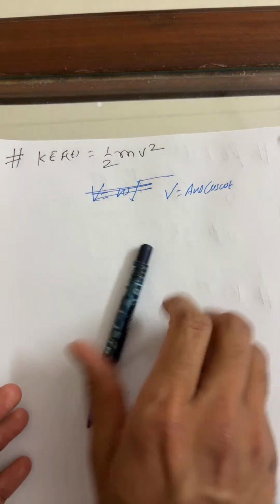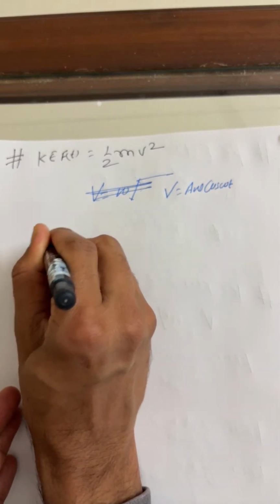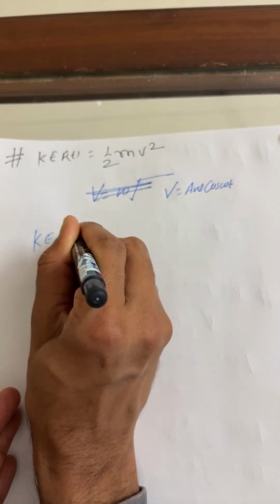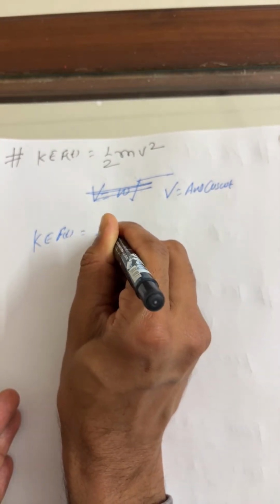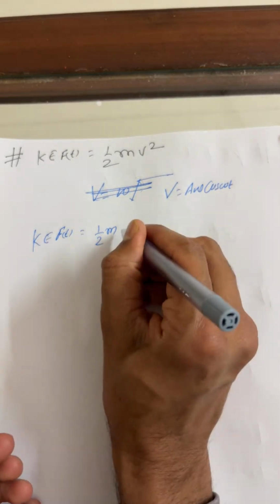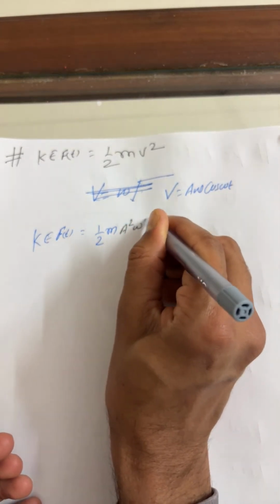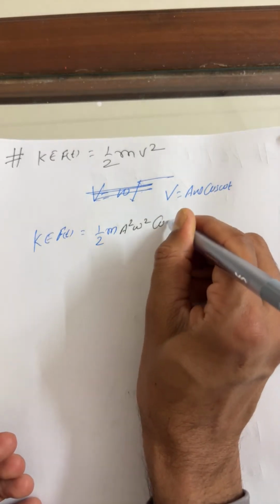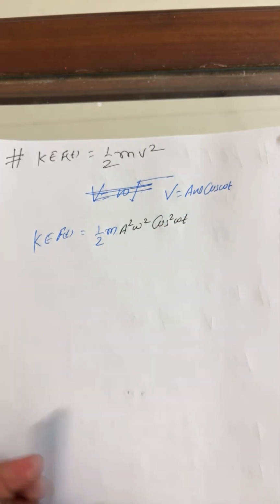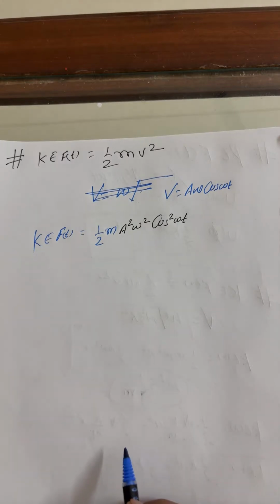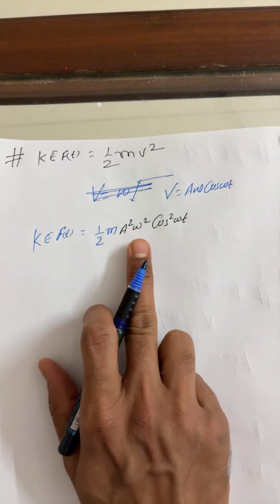Students, here I'm not considering any initial phase of any particle, right? That's why I use only v equals a omega cos omega t. So you can finally say kinetic energy as a function of time t is equal to half m v squared, which is a squared omega squared cos squared omega t.